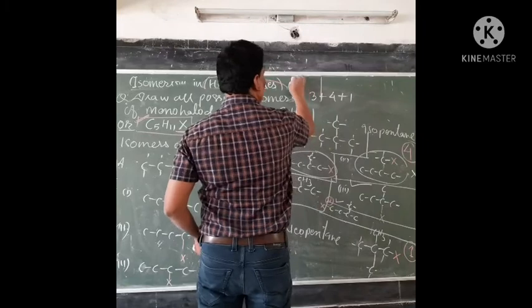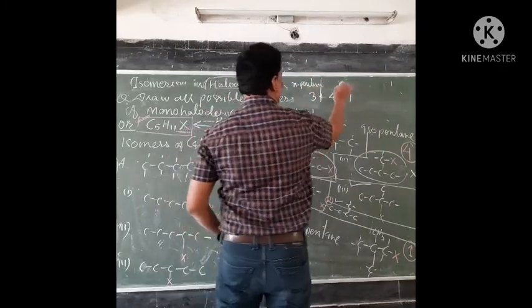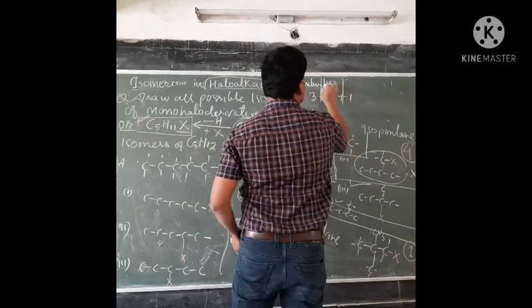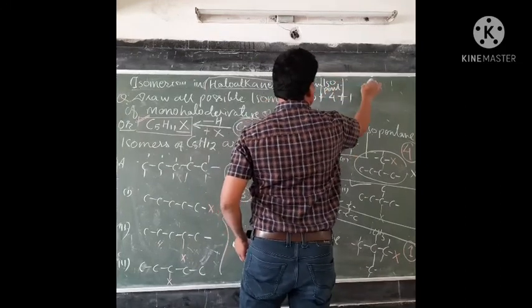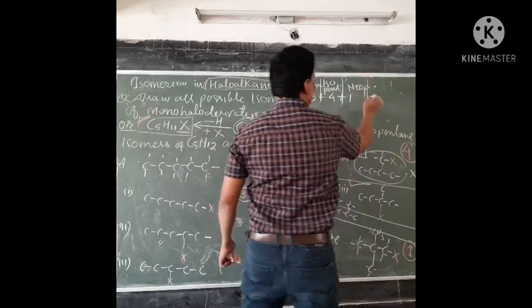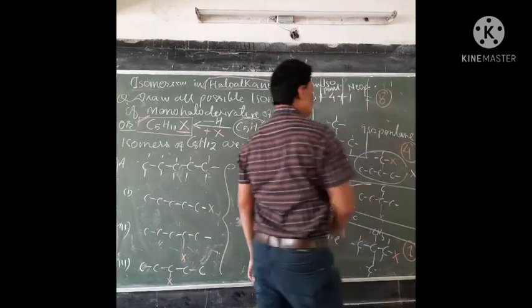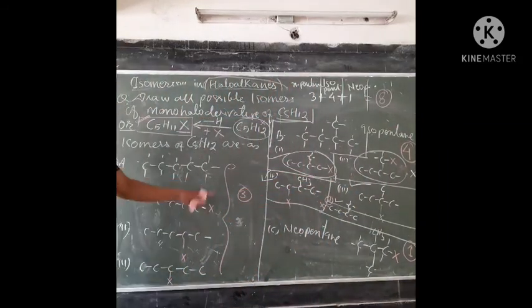3 for normal pentane, 4 for isopentane, and 1 for neopentane. So in this way, the total isomers possible are 8. Now, can you write the IUPAC names of all the compounds?